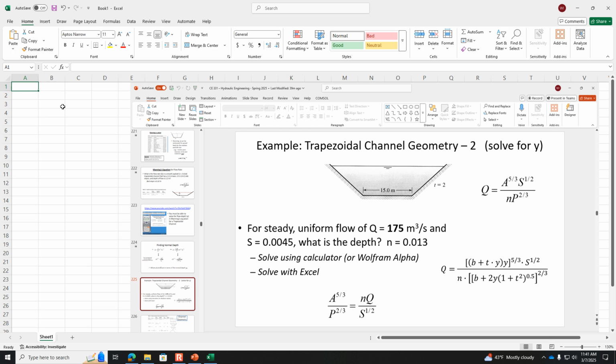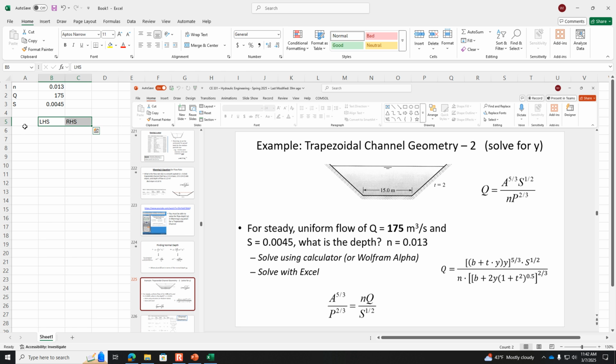Okay, so here I've got N, Q, and S. And so n is 0.013, q is 175 cubic meters per second, and s is 0.0045. Okay, so I'll have the left-hand side of the equation and the right-hand side of the equation. So left-hand side and right-hand side. So right-hand side is going to be these constants here.